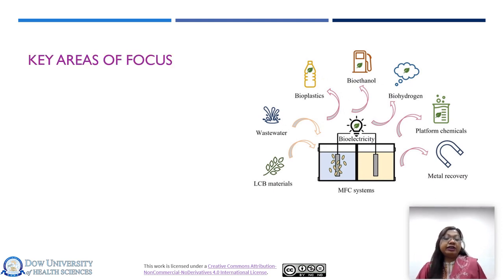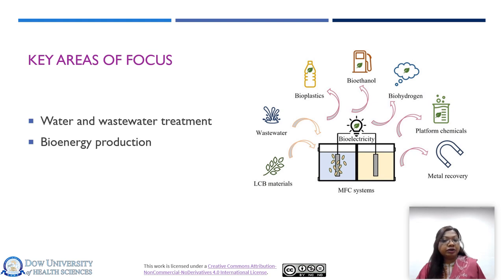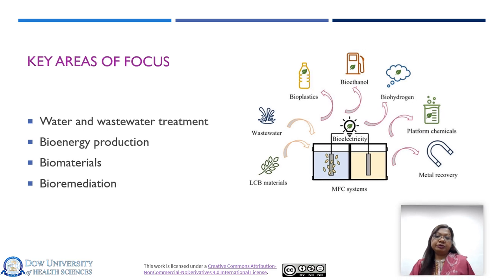As we know, environmental biotechnology uses biological processes to solve environmental problems. The goal is to promote sustainable development and reduce pollution and waste. There are four key areas of focus, including water and wastewater treatment, bioenergy production, biomaterials, and bioremediation. So let's start with the first key area, which is water and wastewater treatment.